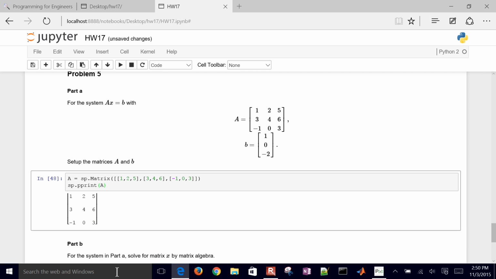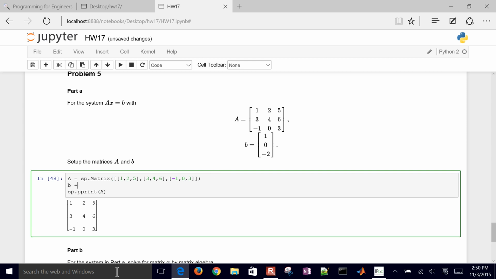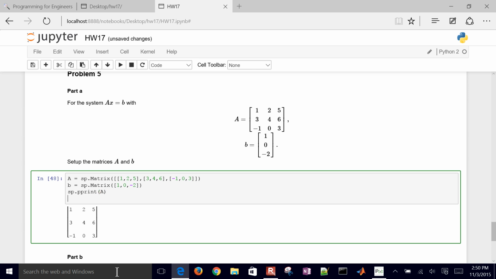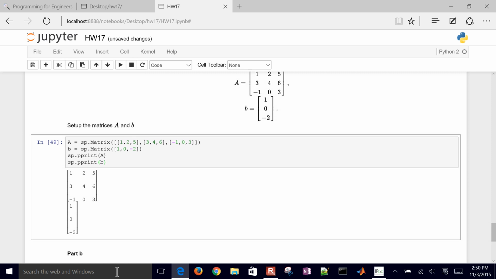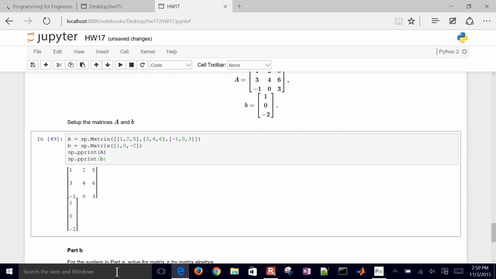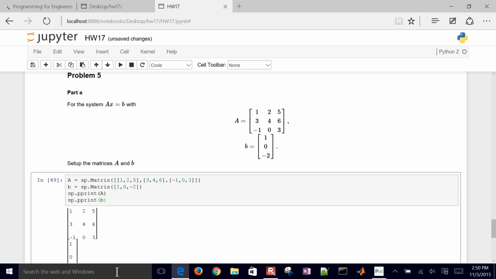Okay, so let's do B as well. Matrix, and in this case B is just going to be 1, 0, -2, and let's print that out as well. Okay, so we have A and B printed out there. B is just a vector, a column vector. Let's go on to part B.